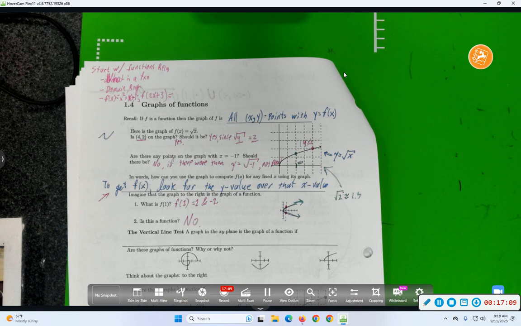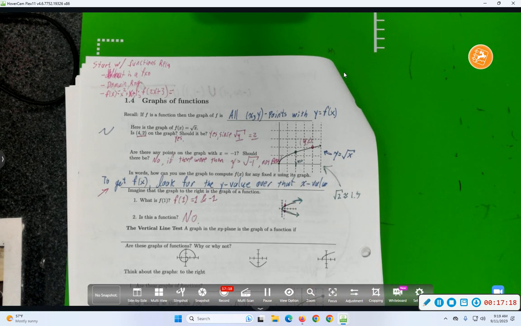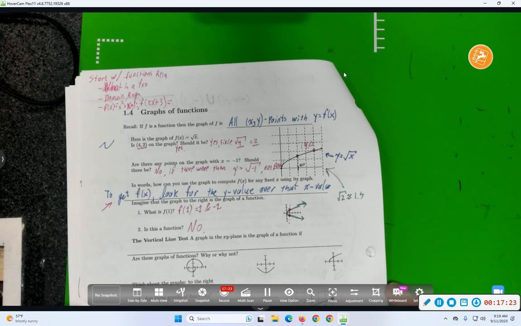And when you said each x value only goes to one y value, that's what you meant. The x values are the inputs. A single x value can only have one y value over it. And we summarize that in a thing called the vertical line test. The vertical line test says the following.